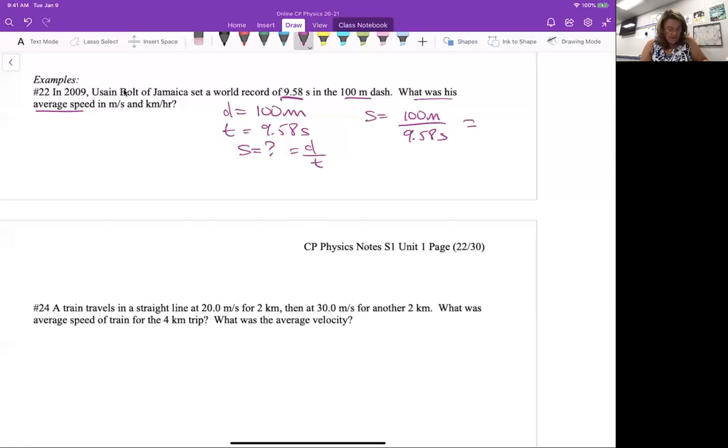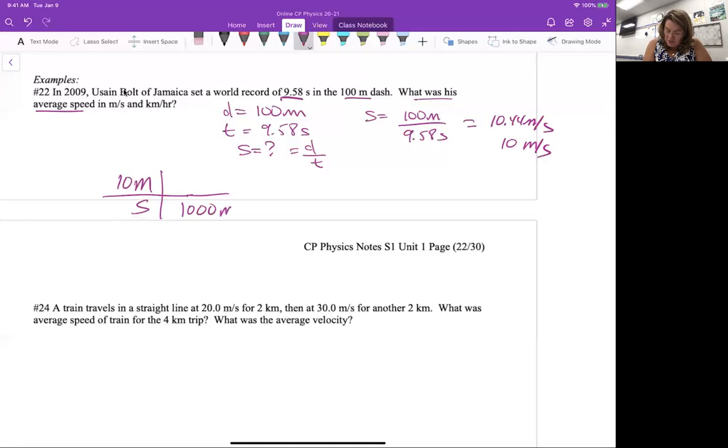And that would give me 10.44 meters per second. If I wanted to pay attention to sig figs, 100 only has one sig fig, so I would actually have 10 meters per second. Now they also wanted the value in kilometers per hour. So let's take 10 meters per second.